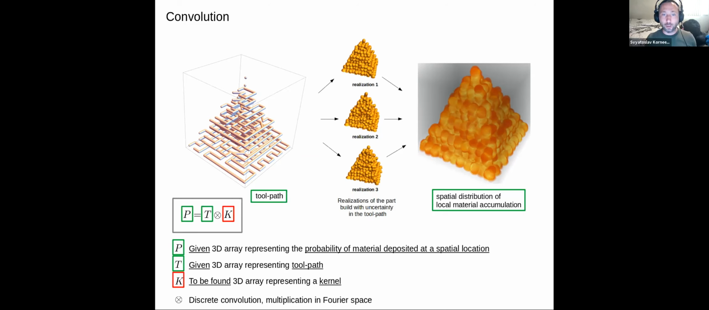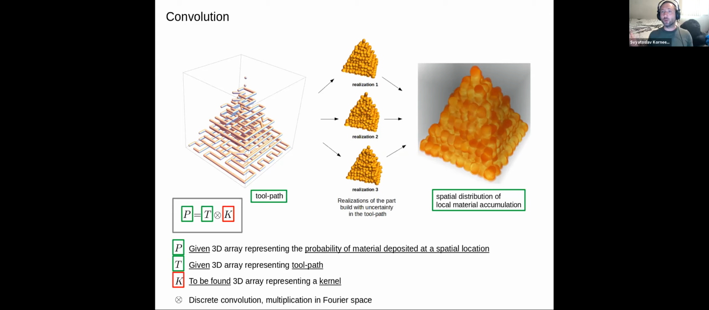The point spread function, we call it the kernel here. If the kernel is known and you have a toolpath, you can always estimate the probability field, and you can threshold the probability field and get the shape with a given probability. The toolpath is always known, but the kernel is not known. But you can estimate the probability field from a multiphysics model, for example, or from experiment.